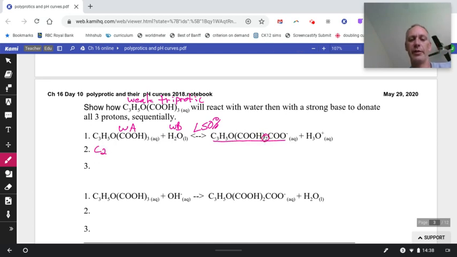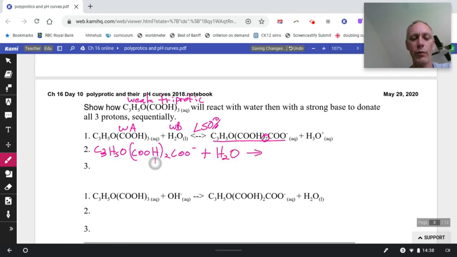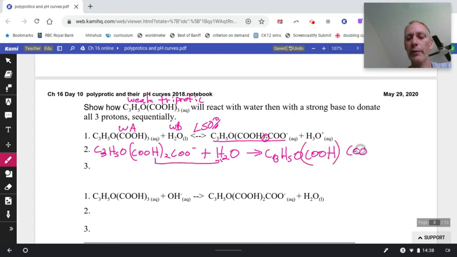Most of my time is spent writing this thing out. C3H5O(COOH)3. I think I did this one as a challenge question last class. Okay, so it will donate one of those protons, giving C3H5O(COOH)2(COO minus). Now there's only one acidic proton left, and we have 2 COOH groups, and we get our hydronium. Now, I put a single-headed arrow, but that's equilibrium.